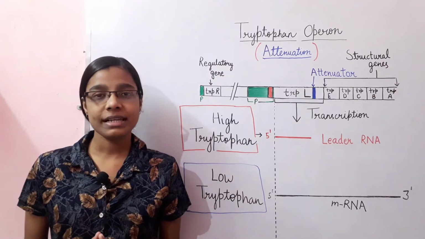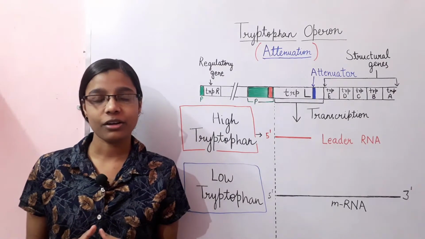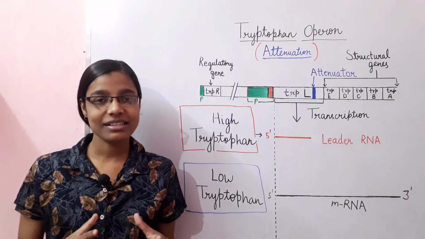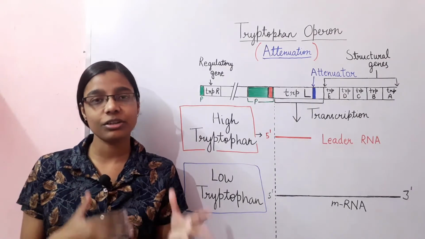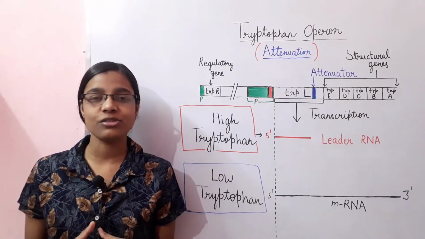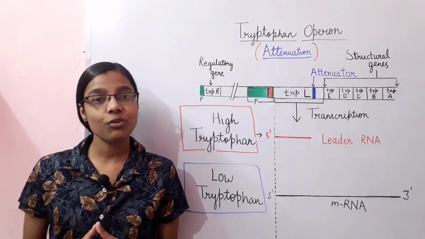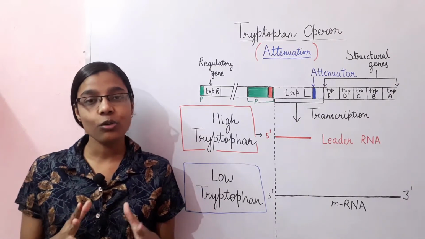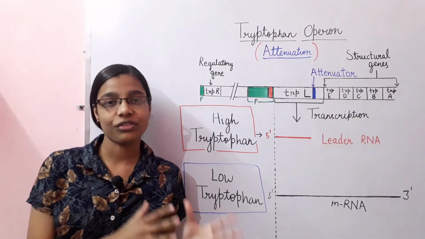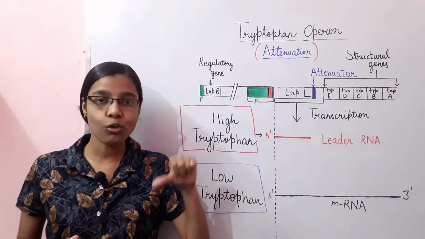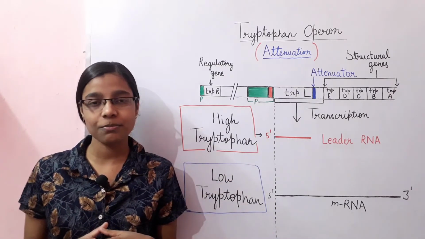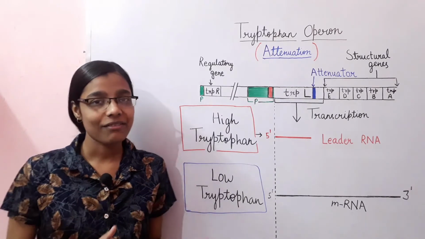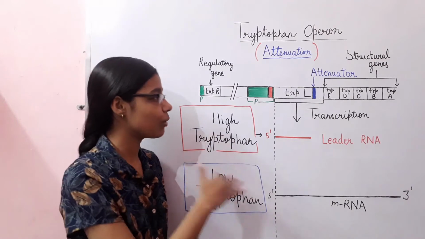Today we are going to discuss the second part of the tryptophan operon, that is attenuation. In our previous video we discussed the regulation of the tryptophan operon by means of a repressor protein, which was a tryptophan repressor. Now in this video we are going to discuss the second level of regulation that will provide finer tuning to this regulation process, and that is called attenuation. So let's have a look at how things are going on.